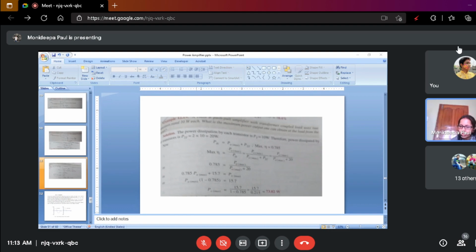And here, you see in the equation only one unknown quantity is present. So you can easily find out the unknown quantity, that is the maximum power output. You solve this and tell me the result.